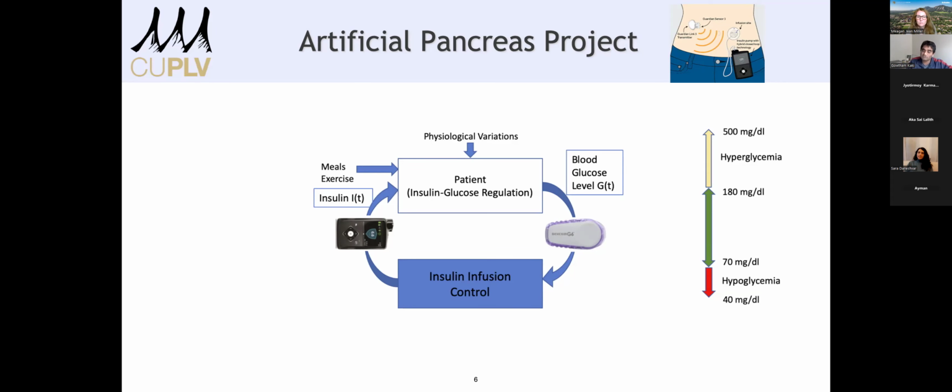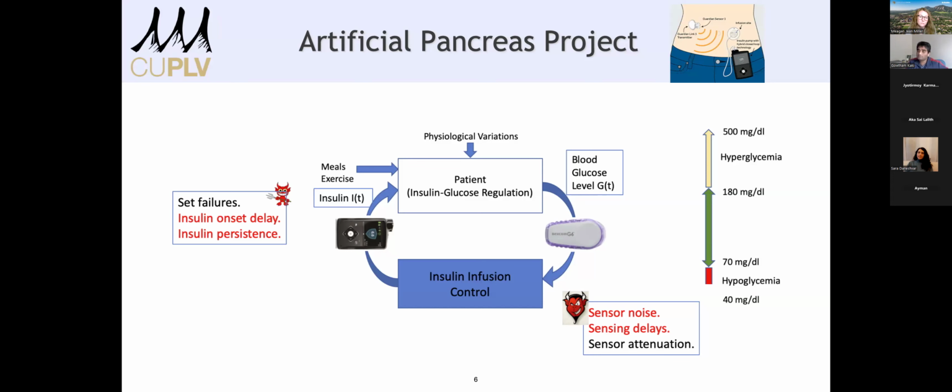But then, ideally speaking, this artificial pancreas has to regulate your blood insulin level, just like your real pancreas does. But there are a lot of complications, right? The complications being that the sensors you use to detect the glucose concentration in your blood can be noisy, they may be faulty, there can be delays in sensing things, and there's also attenuation of signals, right?